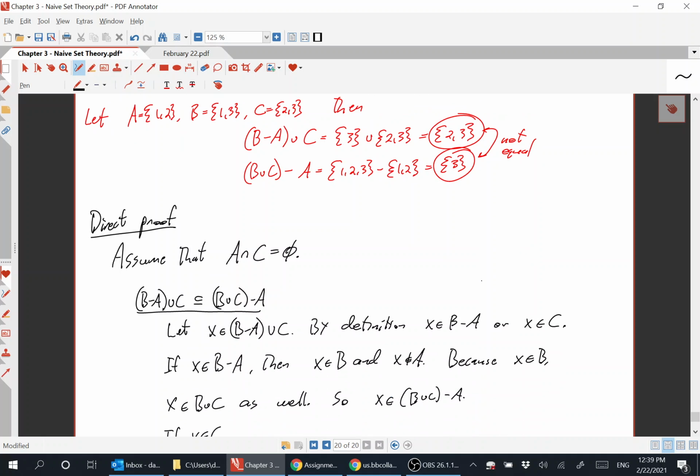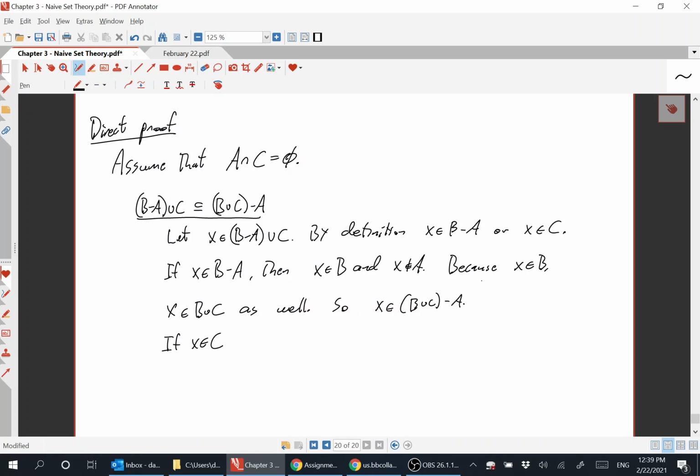So we're just going to do it the more laborious way, which is to show that B minus A union C is a subset of B union C minus A. And the other way around, B union C minus A is a subset of this. Okay, so direct proof. And here we tip off the reader, this is a direct proof. Assume that A intersection C is equal to the empty set. So we're making that assumption, and that assumption will be used throughout this proof.